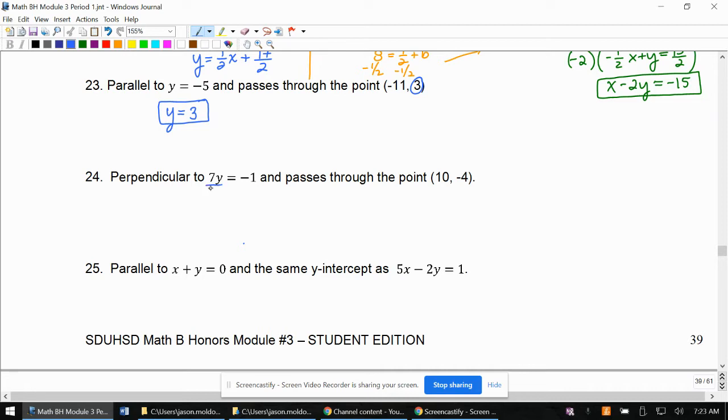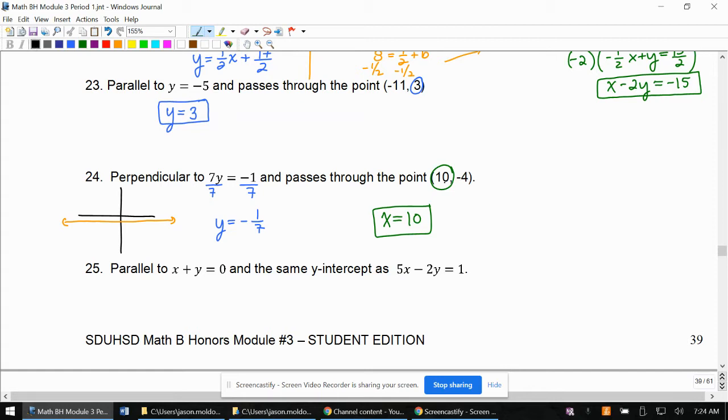Well, let's look at this line. Divide by 7. What is this line? Y equals -1/7. I guess in the vein of 23, maybe I will sketch another one. Changed my mind. So there is y equals -1/7, and I want perpendicular. So perpendicular is going to be x equals, and the x value is 10.